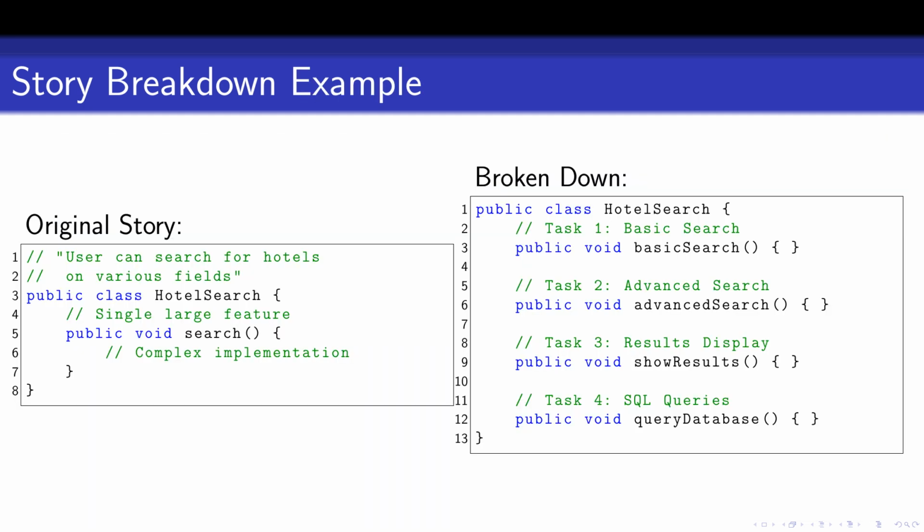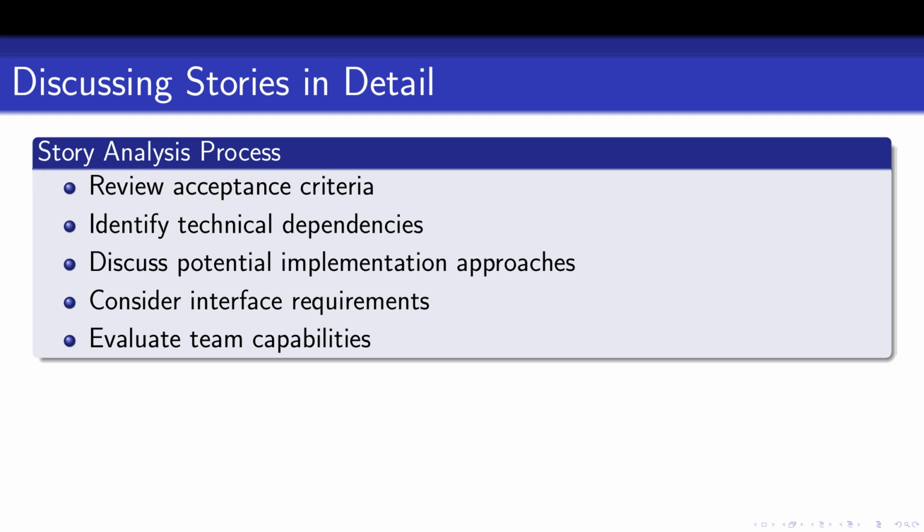Let's look at an example. A user story for hotel search might initially involve a single, complex implementation. By breaking it down, you can focus on tasks like basic search, advanced search, results display, and database queries. This approach ensures incremental, deliverable progress. Discussing stories in detail helps refine tasks further.